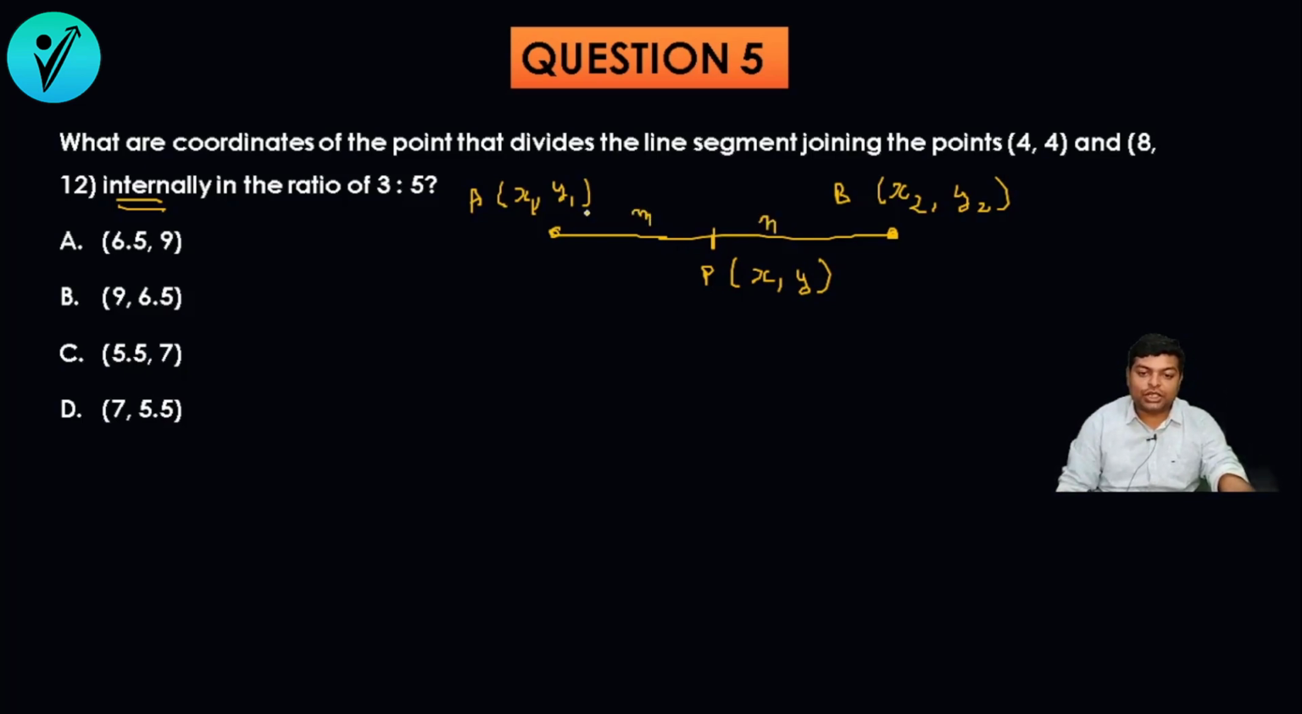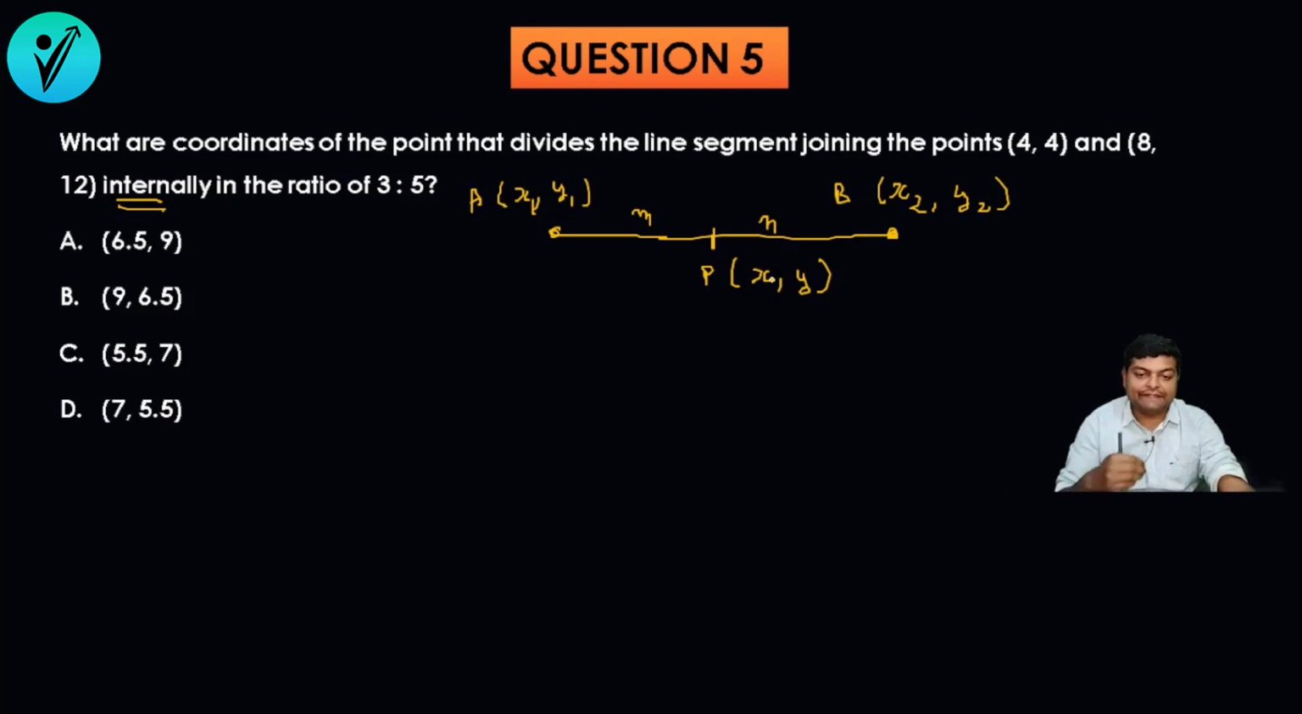Okay, so these are the two endpoints. The point P is dividing the line AB in the ratio of m:n. So what will be the coordinates of x and y? First thing, if we want to get the value of abscissa, or x, I'll be only focusing on x coordinates. If abscissa is to be calculated, only focus on abscissa.